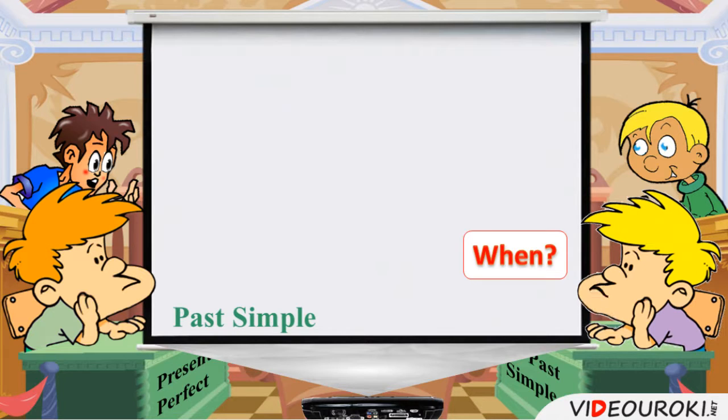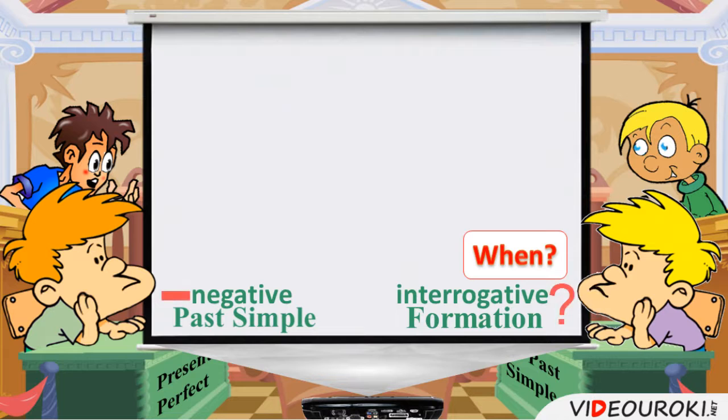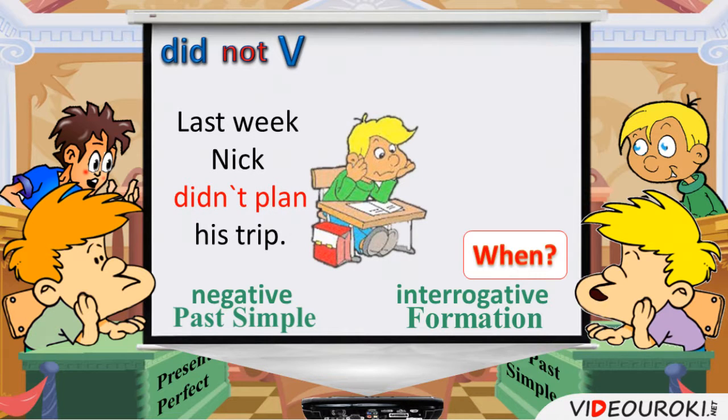And to build negative and interrogative sentences in the past simple tense, we have to use the auxiliary verb did. И для того, чтобы построить отрицательное и вопросительное предложение в прошедшем простом времени, нам необходимо использовать вспомогательный глагол. А это did. Look. Last week, Nick didn't plan his trip.